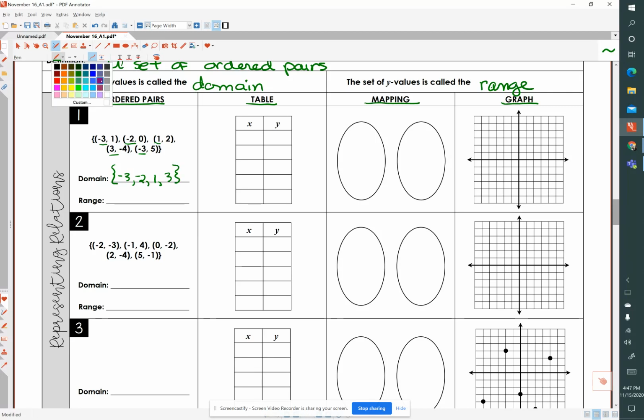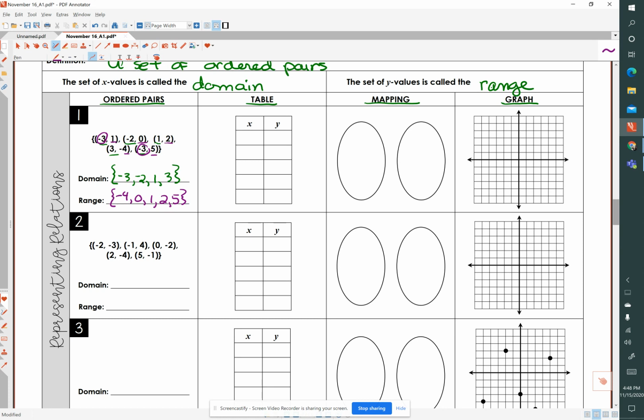And then the range will be the set of y values, which would be, let's get our brackets, -4, 0, 1, 2, and 5. So we have more items in the range in this particular set than we do in the domain, because we have the value of -3 twice in the domain.